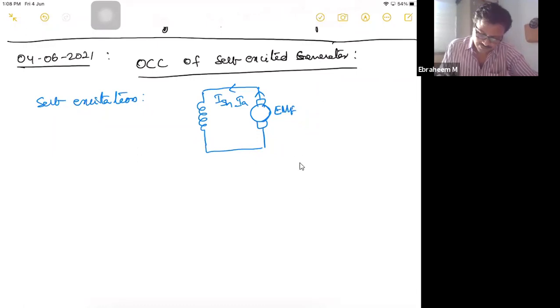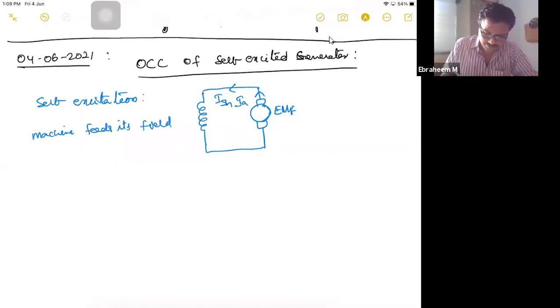So in the magnetic flux only the conductor is rotated, and hence we need flux. That's why we need to feed a field winding, right? So the power to the field winding is given from the armature itself. So the armature is feeding, the machine is feeding its own field winding. So it is called self-excitation. The machine feeds its field winding. Okay, so that is self-excitation, right?